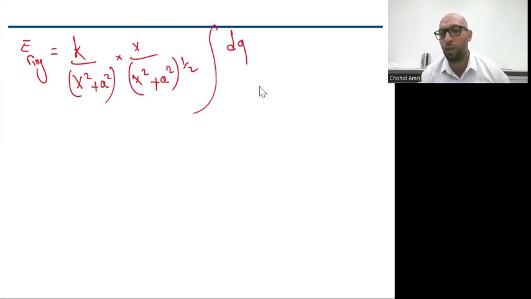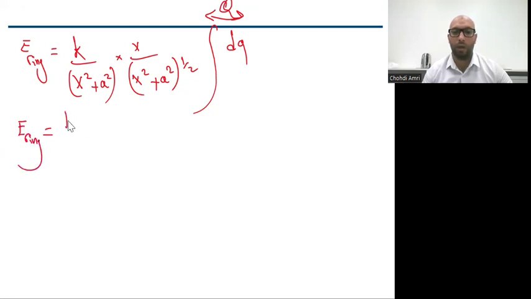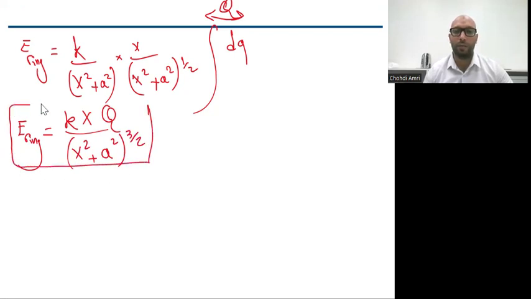The integral of dq is what? What is the integral of dq? It is q. This quantity is only q. So E of the ring is equal to kxq over (x squared plus a squared) power 3 over 2. And this is the electric field produced by the ring at the point P lying on the x-axis.